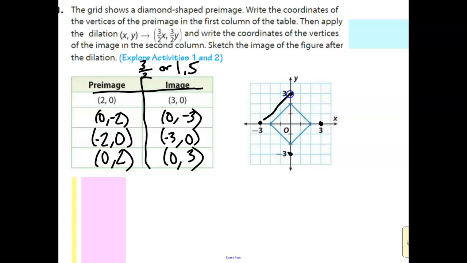And then, oh man, you can watch me struggle to connect the dots one last time. Boy, I missed my smart board. And there you go, kind of. I enlarged it by 1.5. Aren't you impressed?